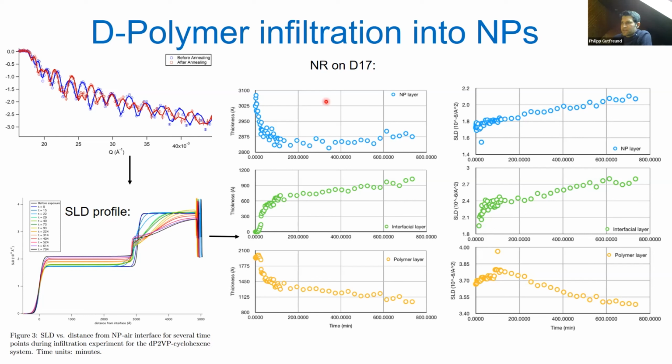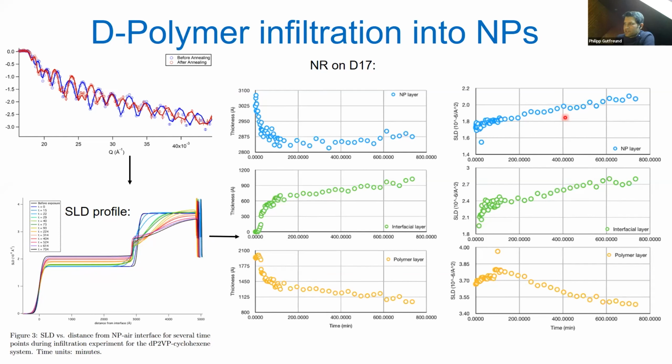But fitting it with 3 layers, we can get here the thickness of the top layer, the nanoparticle layer, and its scattering length density as a function of time in minutes. We did this time resolved. Each neutron reflectivity curve took 1 minute to measure. So this is about the time resolution we have. Then the thickness and scattering length density of this intermediate layer, and then the thickness and scattering length density of the deuterated polymer layer here.